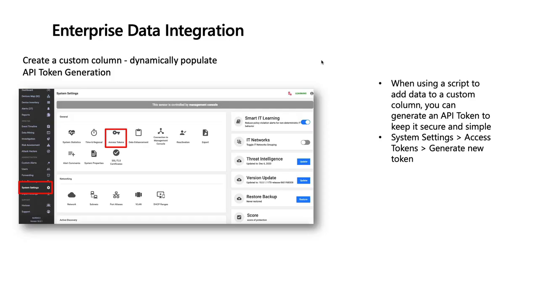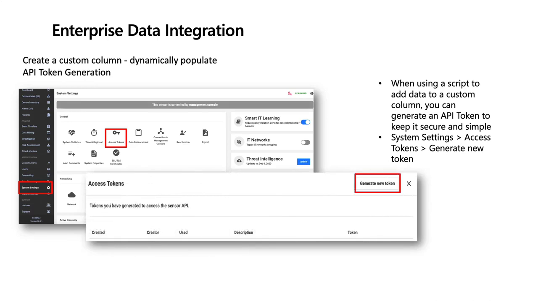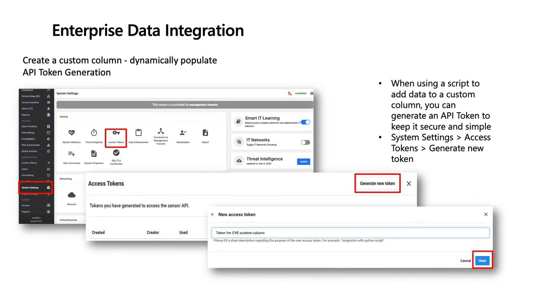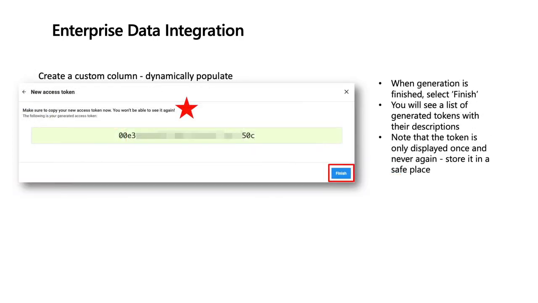Now, in order to retrieve information from a sensor, you'll want to be familiar with this concept here, and this is generating an access token. So on the sensor itself, not the central manager, you'd go to System Settings and Access Token and click Generate a New Token. Give it a name so that you'll know what you're generating the token for, and then you'll see the token. Now take a note that the token will only be showed right now this time. So once you click Finish, you'll never see this again within the platform. So be sure you copy it over to a safe place.